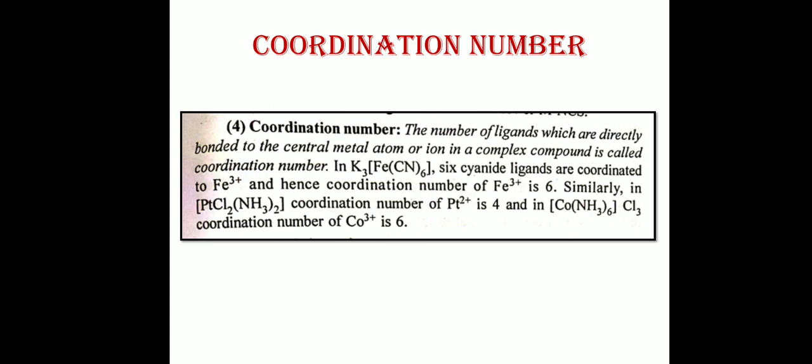The next example is a cobalt example. In this, cobalt is surrounded by 6 ammonia molecules. That's why the coordination number of this compound is 6. So the number of ligands which surround the central metal atom is the coordination number of that compound.